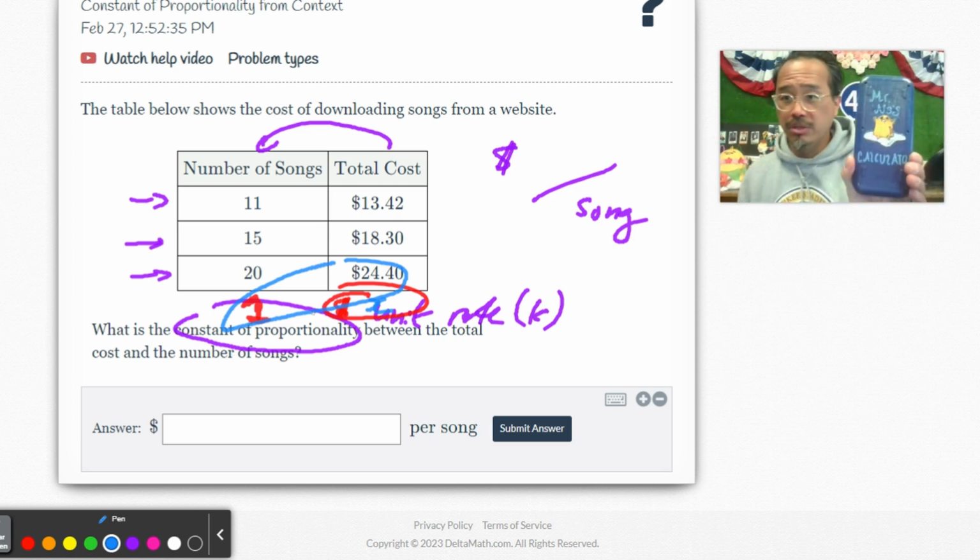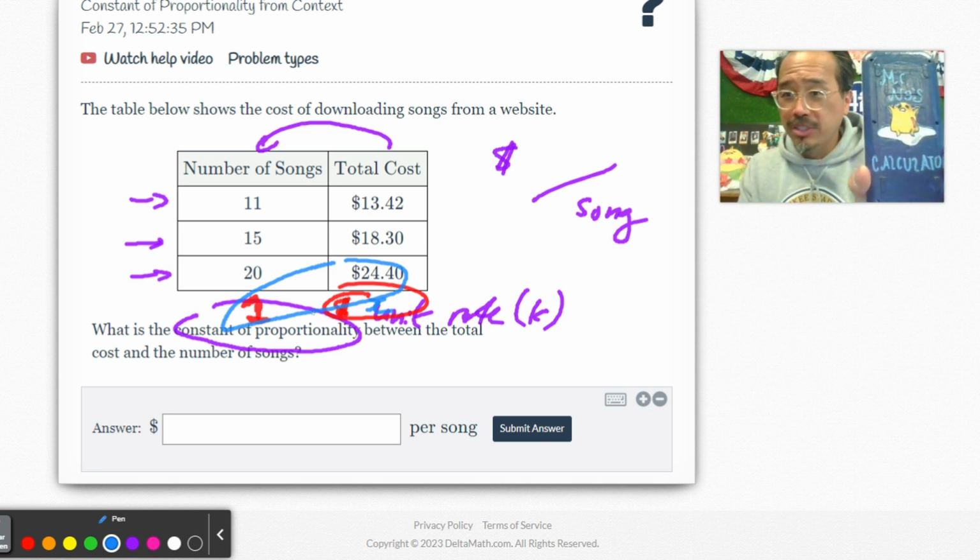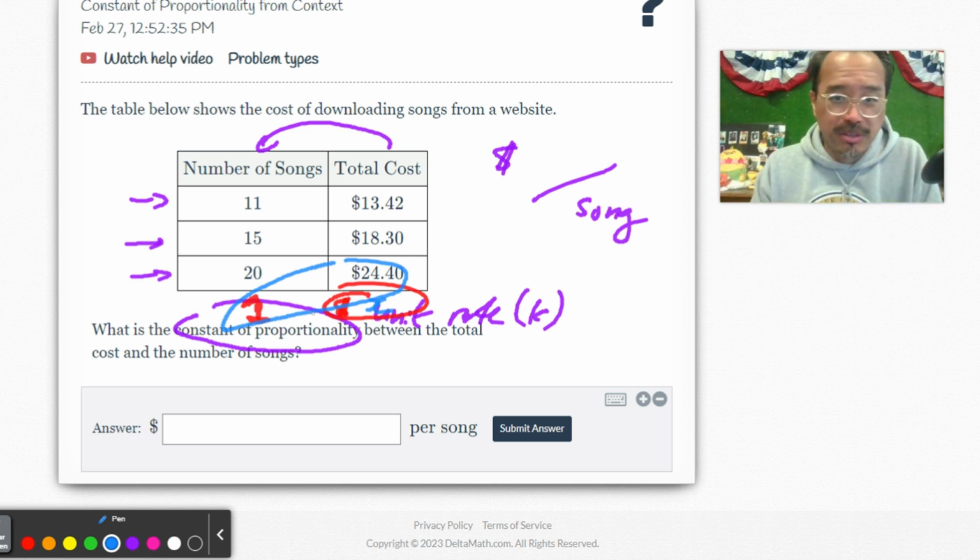All right, here's a Gudetama calculator that someone decorated and gave to me as a gift last year.